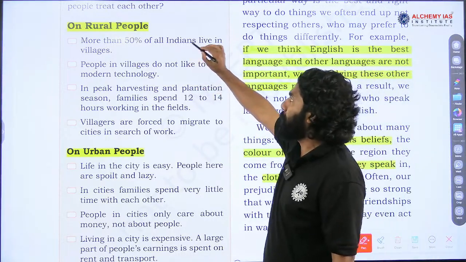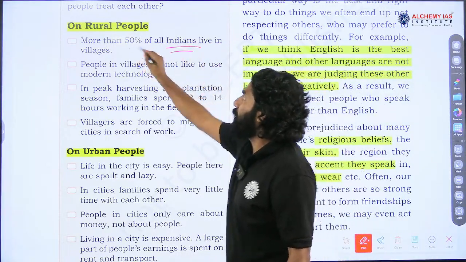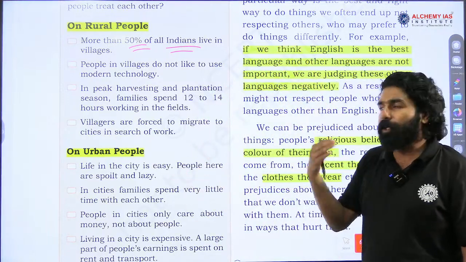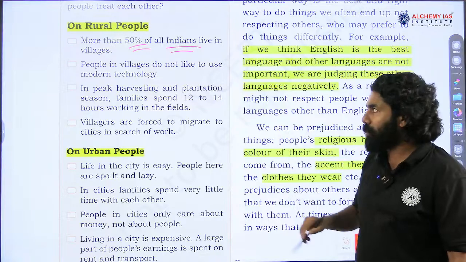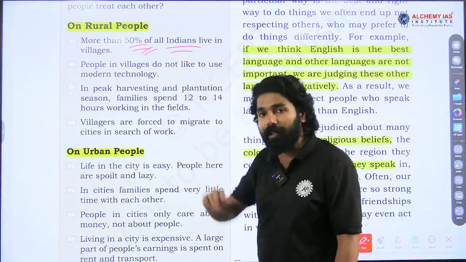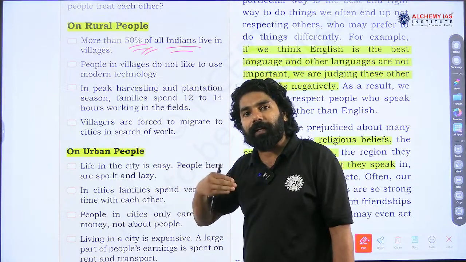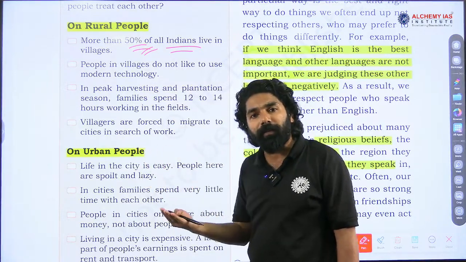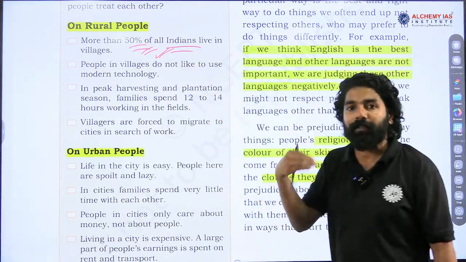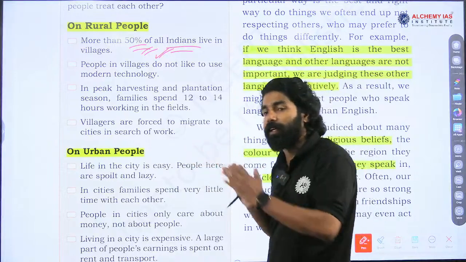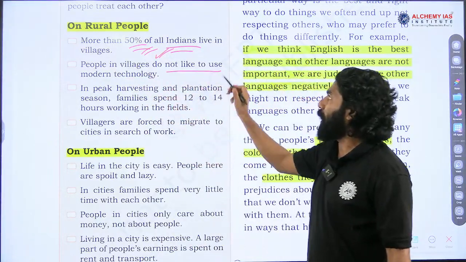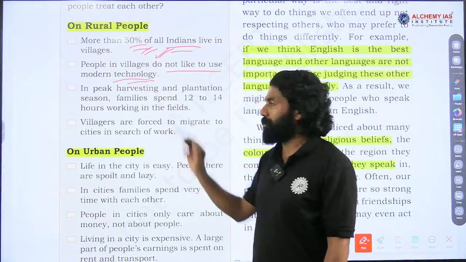Like, more than 50% of all Indians are living in villages. This is one statement they have given here about rural areas. Do you agree or disagree? This is particularly with respect to the data that we have. Whenever we state such facts and figures, it has to be in accordance with data or a report, maybe from government officials. Only such data will justify saying that more than 50% reside in villages.